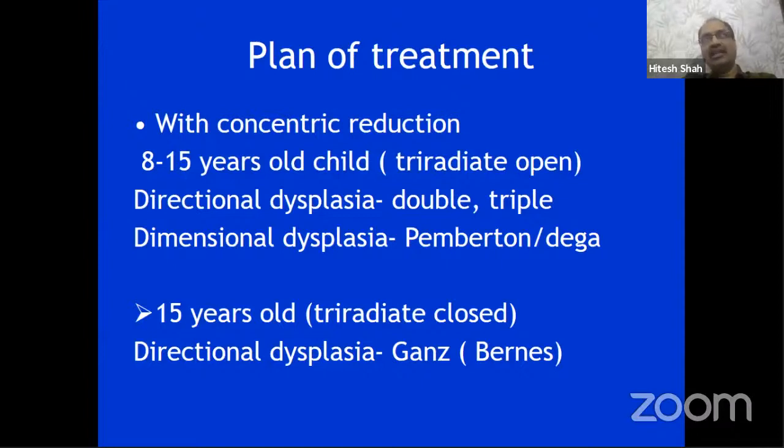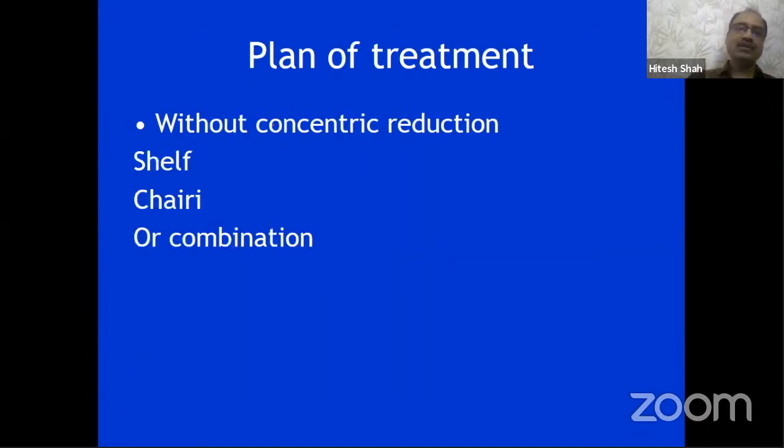or a triple Sutherland or the Tonnis osteotomy, that is a triple osteotomy. And when there is a dimensional dysplasia, again, you can do up to 15 years of age either the Pemberton or a Dega. And for more than 15 years with directional dysplasia, if it is possible to get a good, spherical, congruent hip, we can do the Bernese or a Ganz osteotomy, but the prerequisite is the triradiate should be closed.